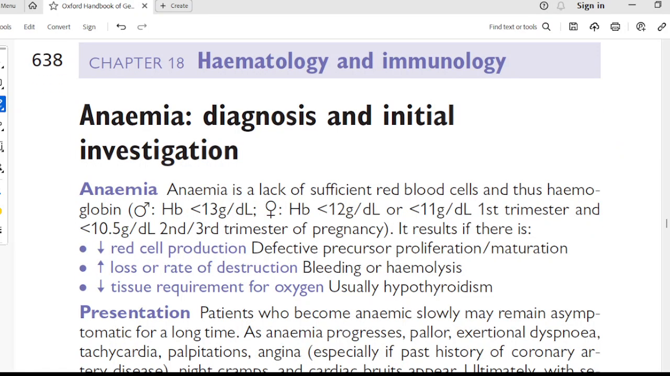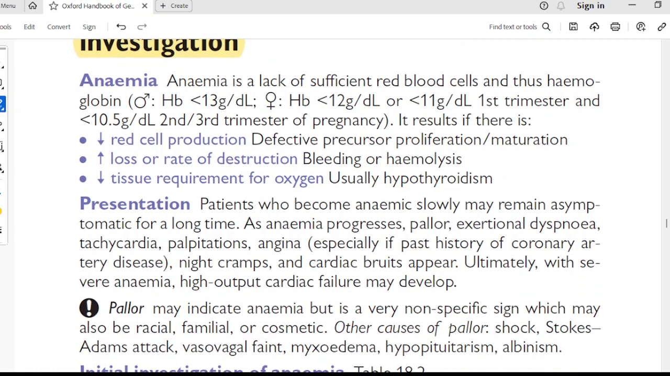Page number 638, anemia, diagnosis and initial investigation. Anemia is a lack of sufficient red blood cells and thus hemoglobin.